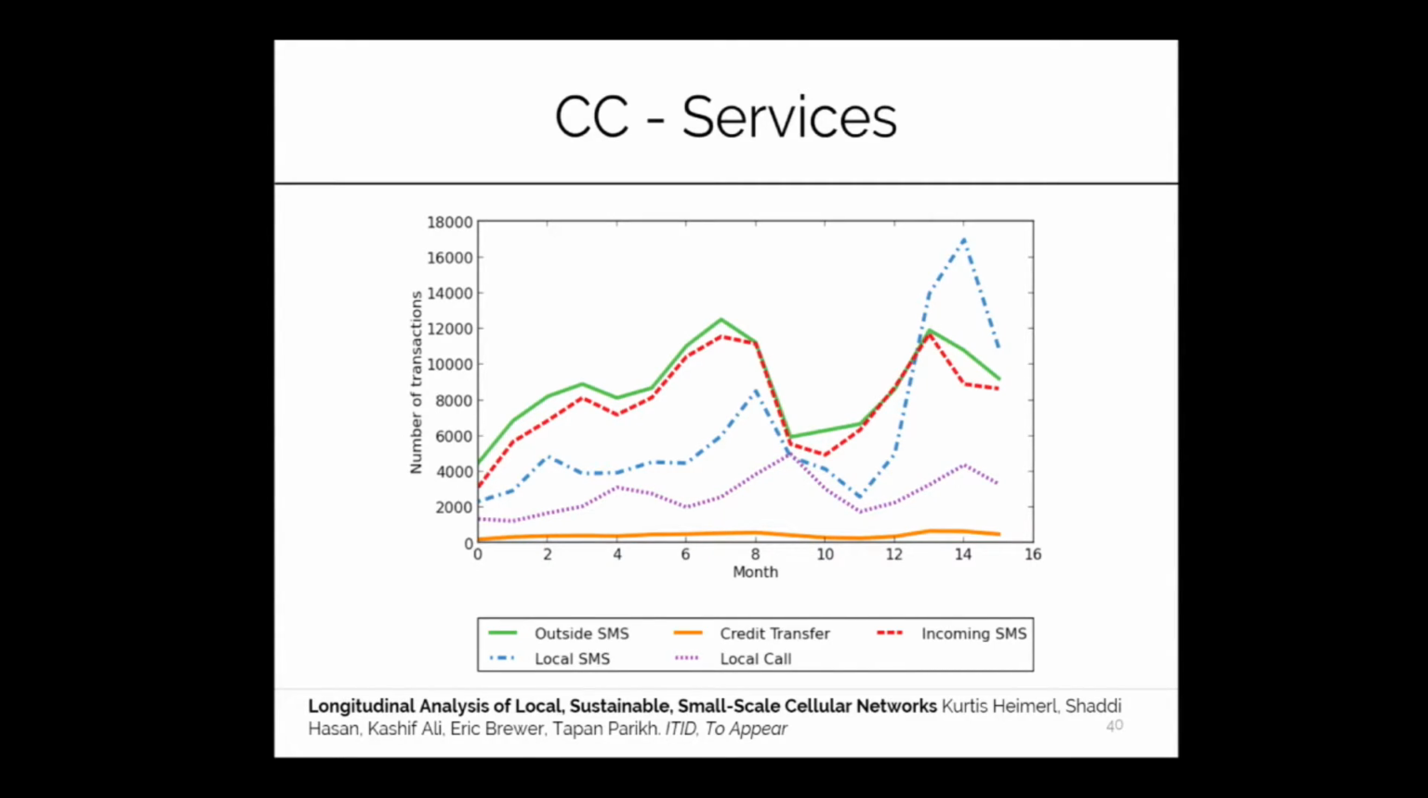Here's the service usage in the network. The most important key point of this graph is to note how important outbound communication is. Sometimes people build networks expecting to connect the community to itself. But what you see is that communicating out of the network, to Wamena, to Jakarta, to Makassar, is way more important for the vast majority of communications.